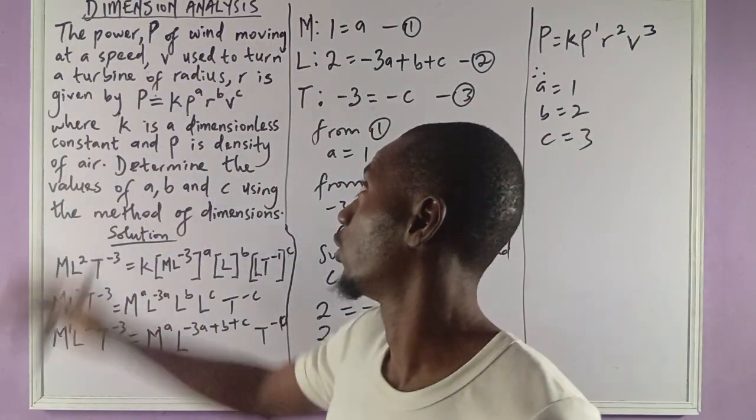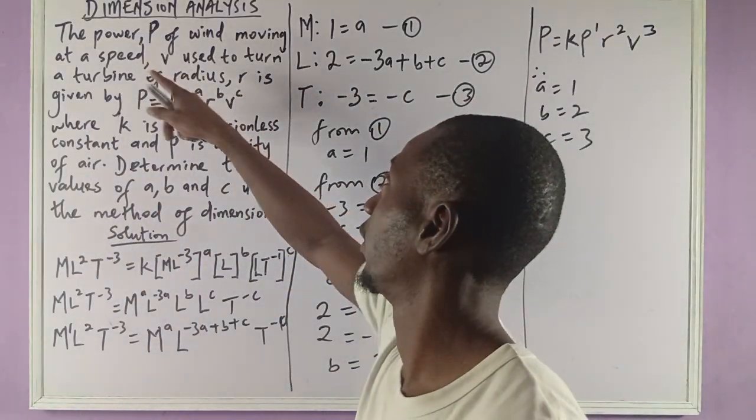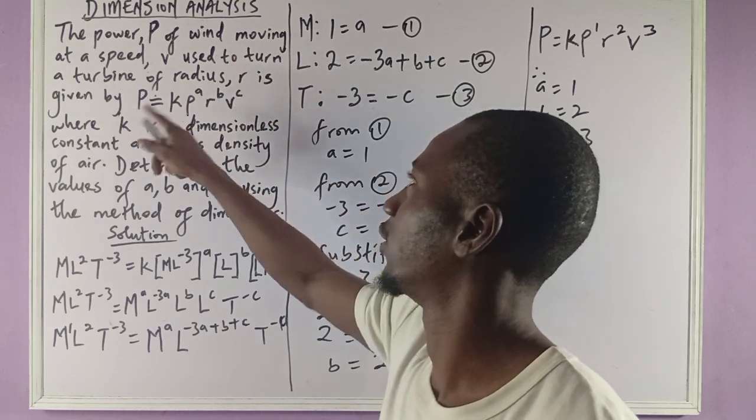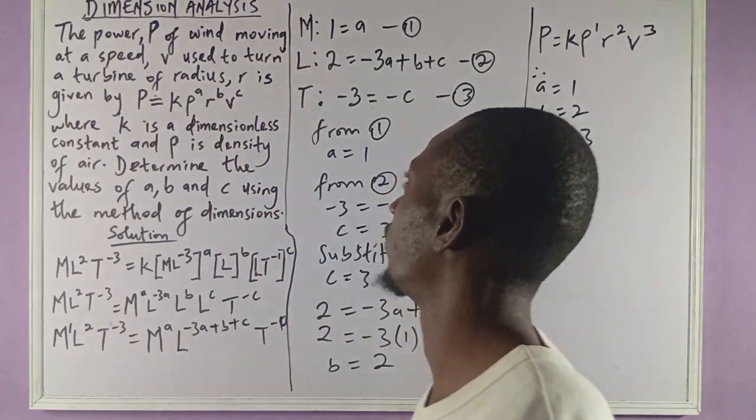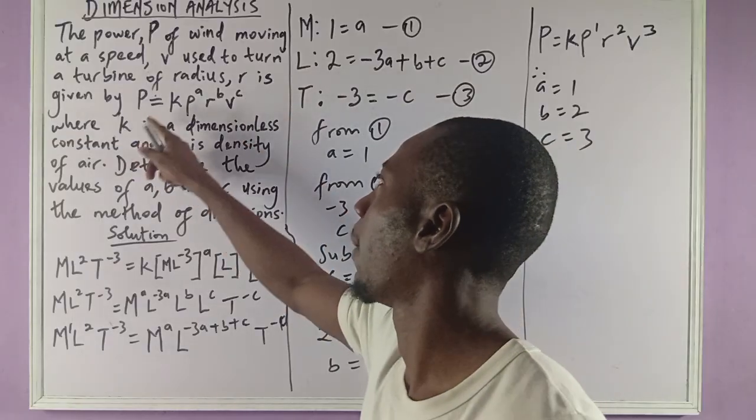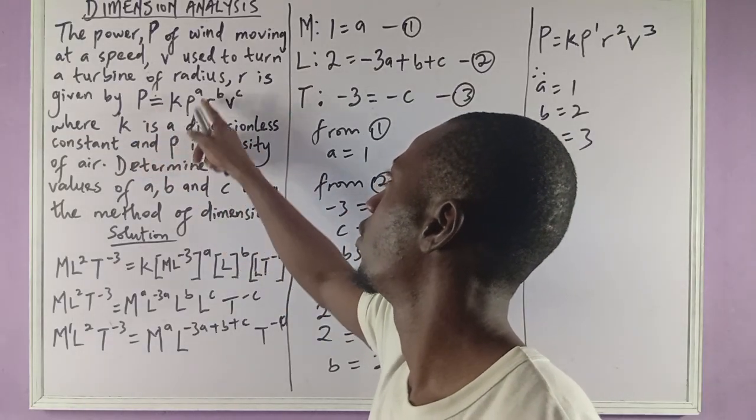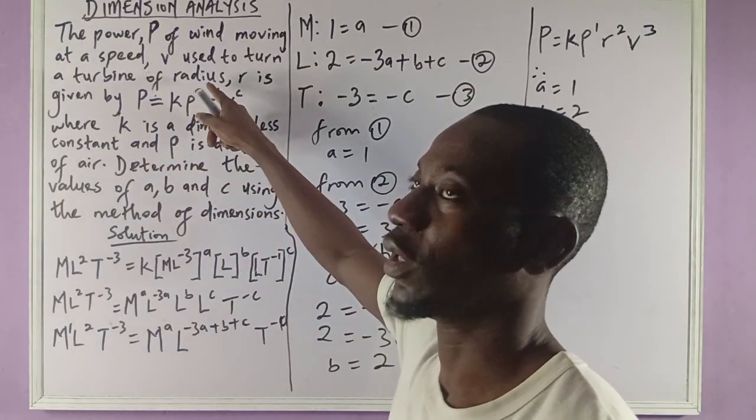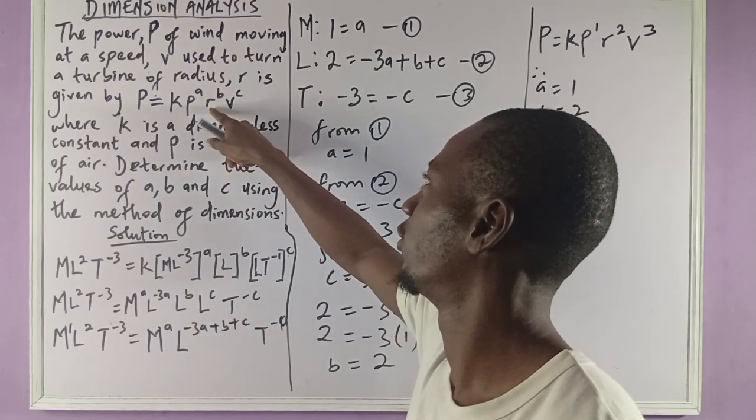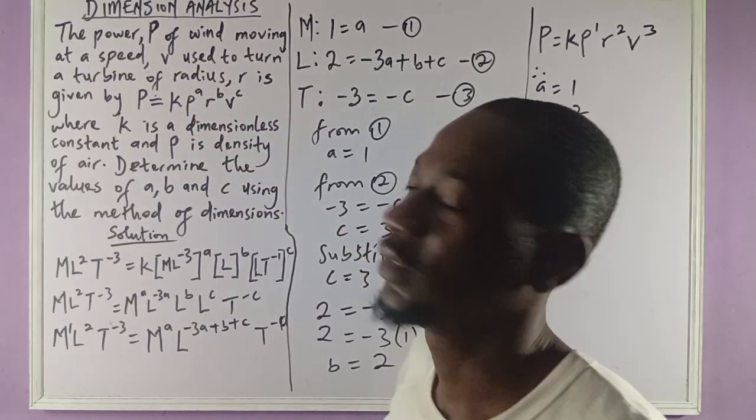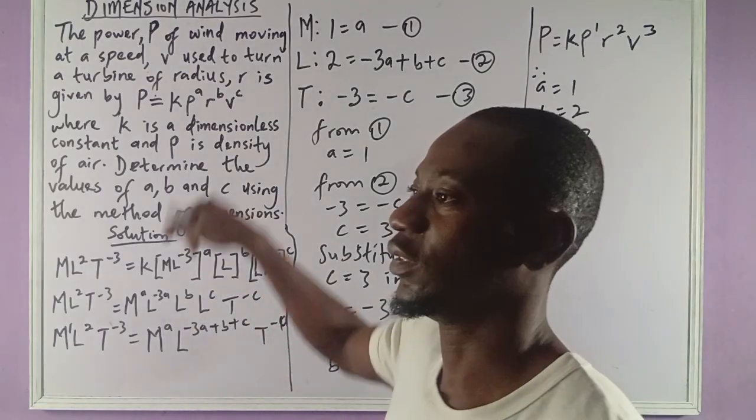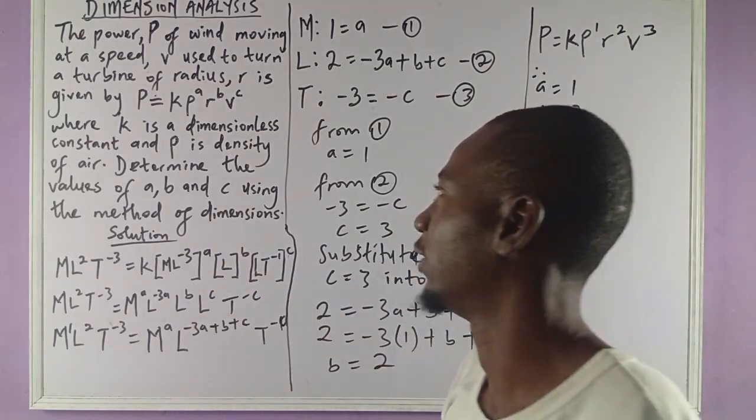Now we have this question: the power P of wind moving at the speed V used to turn a turbine of radius r is given by P is equals to K rho raised to power A, r raised to power B, V raised to power C. Rho here means density. Rho is the symbol for denoting density.